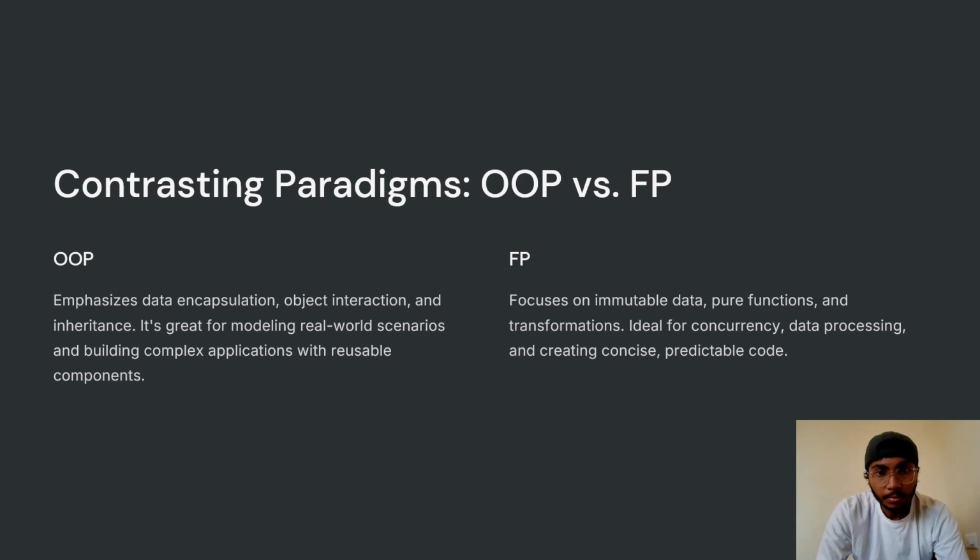Contrasting paradigms: OOP versus FP. OOP emphasizes data encapsulation, object interaction, and inheritance. It's great for modeling real world scenarios and building complex applications with reusable components. Now, FP focuses on immutable data, pure functions, and transformations, ideal for concurrent data processing and creating predictable code.